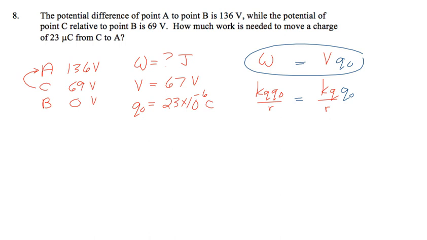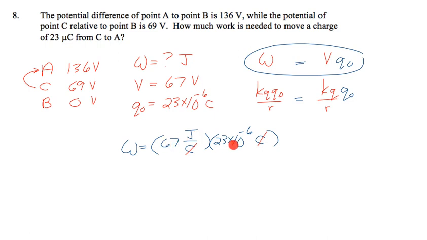So my answer is just going to be W equals V Q0. Now when I write V, I'm not going to write volts because I want to show how the units produce joules. So I'm going to write this as 67. A volt is a joule per coulomb. So I'm going to write it like that. And then I'm going to multiply that by 23 times 10 to the negative 6 coulombs. You can see that my coulomb will cancel with my coulomb, and my answer will be in joules.